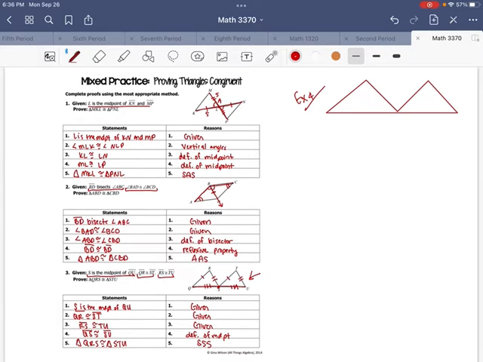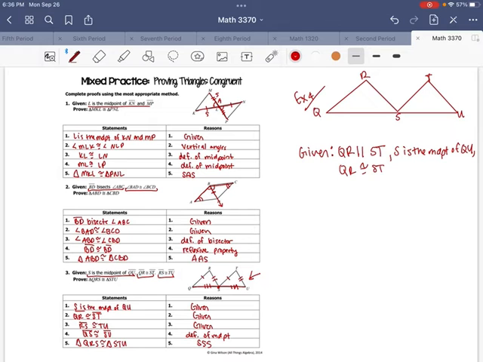So let's see. I'm going to say given: QR is parallel to ST. S is the midpoint of QU, and let's also say that QR is congruent to ST. And so let's write a proof.